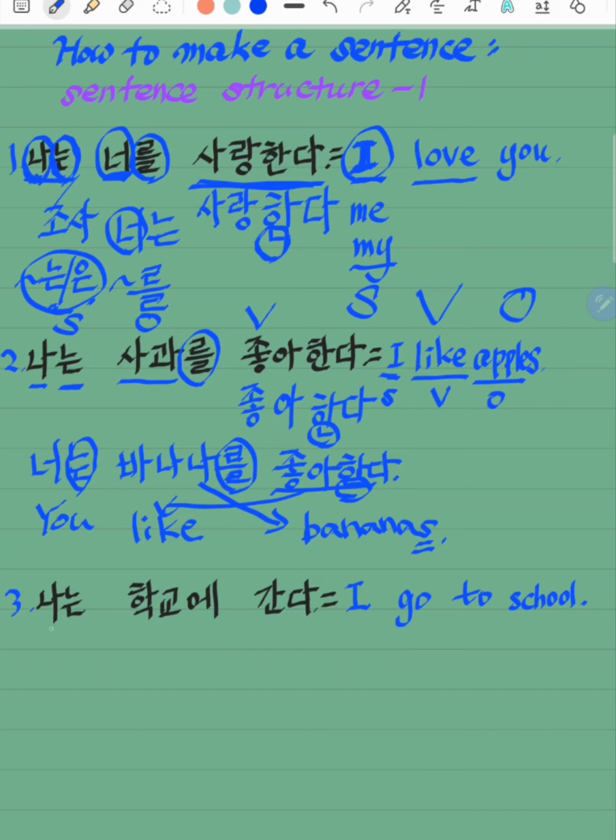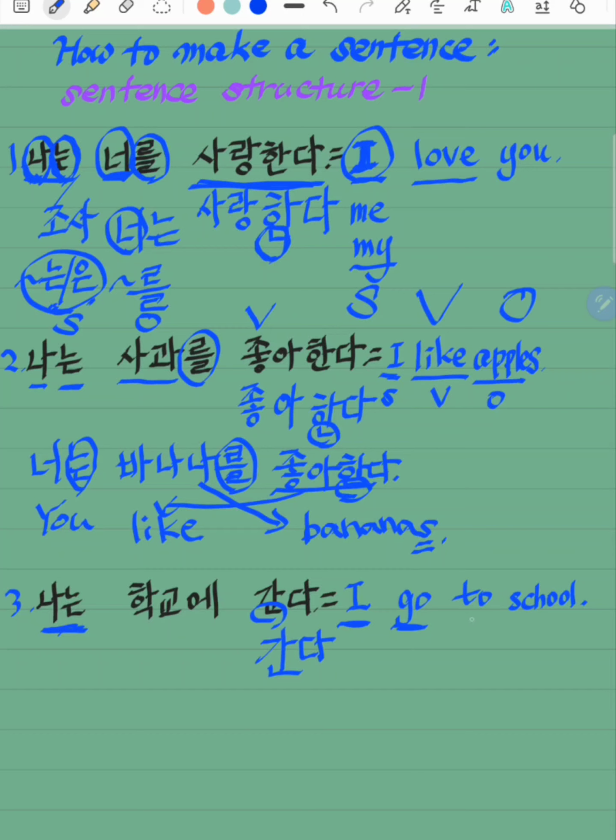나는 학교에 간다. 나는, now you understand. 나는 간다. Go is 가다. This is the root verb. And by adding 니은 again, it makes a present form. 나는 학교에 간다, or sometimes a progressive form. And here, go to school.